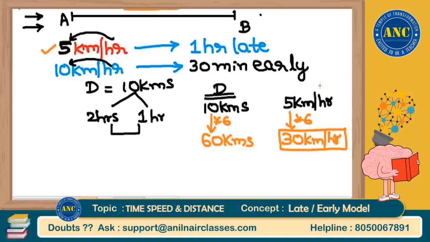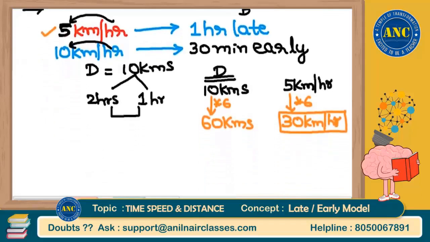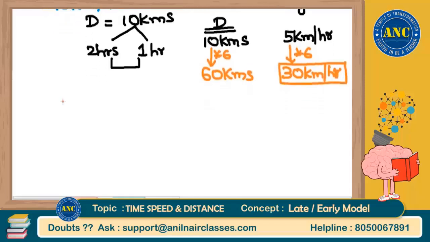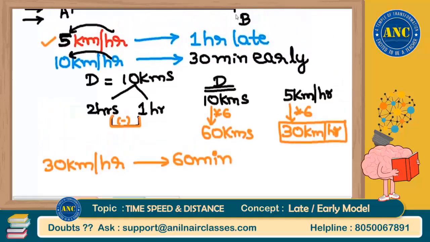Now can I say that at what speed was Ram driving from point A to B? Now can I say that if he is traveling at 30 kilometers per hour speed, the difference between two of them will be 1 hour. It is 60 minutes. The difference will be 60 minutes. But find out what is the difference according to the question.